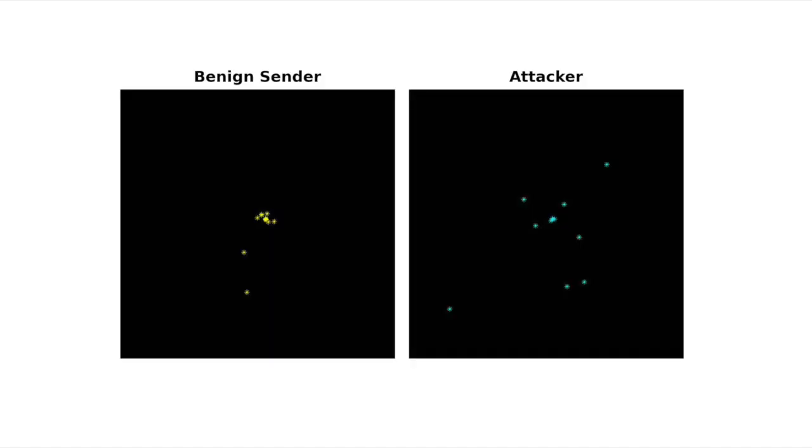When the received symbols are plotted at the receiver, the images will look as shown. The points will look more scattered from the adversary compared to the benign sender. This becomes a classification problem at the receiver.